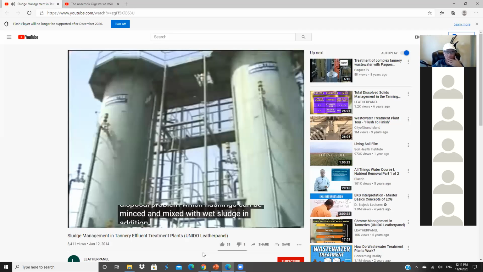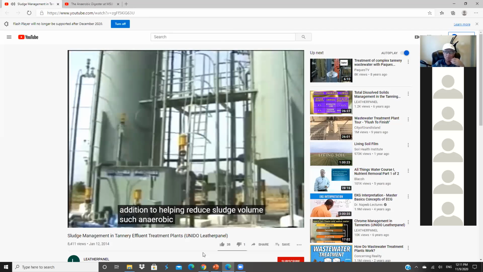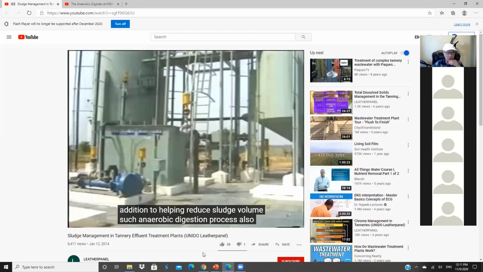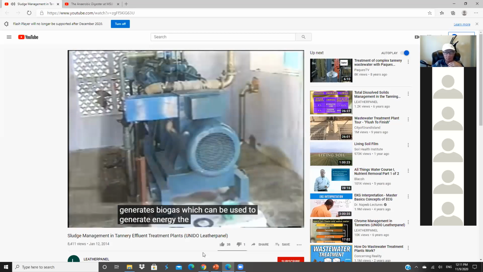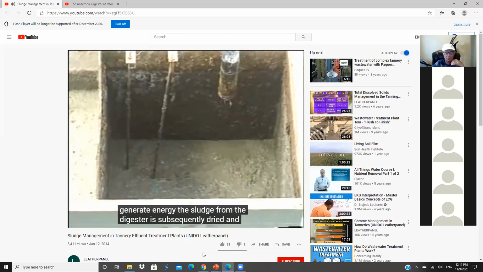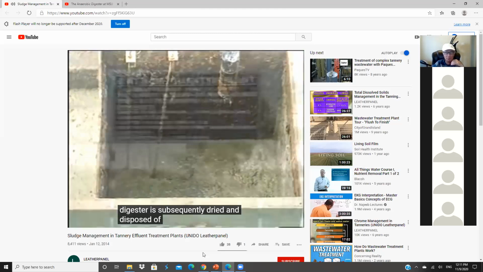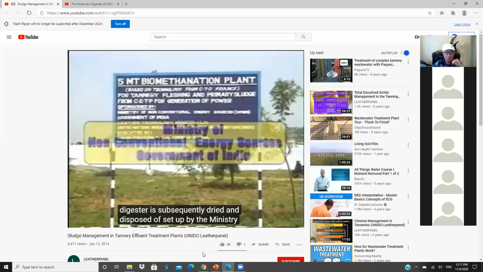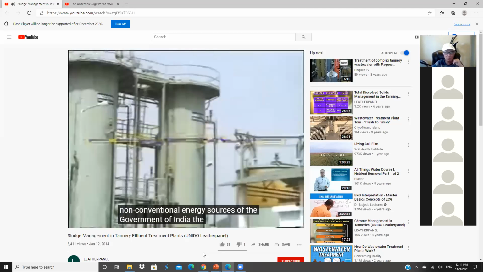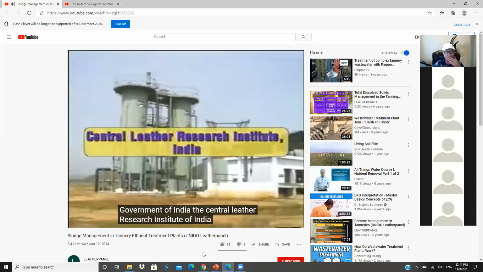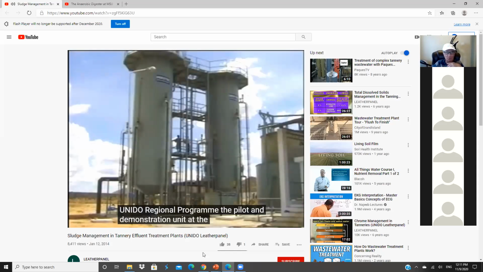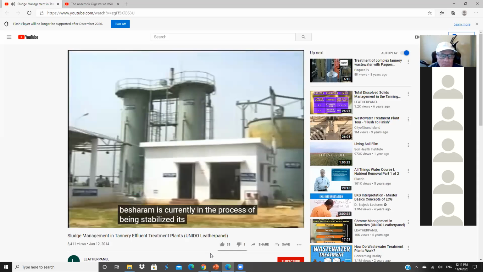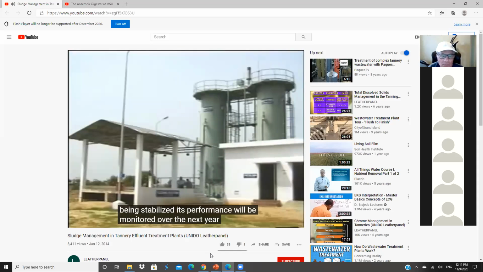In addition to helping reduce sludge volume, such an anaerobic digestion process also generates biogas, which can be used to generate energy. The sludge from the digester is subsequently dried and disposed of. Set up by the Ministry of Non-Conventional Energy Sources of the Government of India, the Central Leather Research Institute of India, and the UNIDO Regional Program, the pilot and demonstration unit at the CETP in Melvisharam is currently in the process of being stabilized. Its performance will be monitored over the next year.